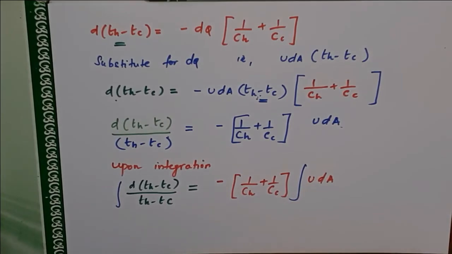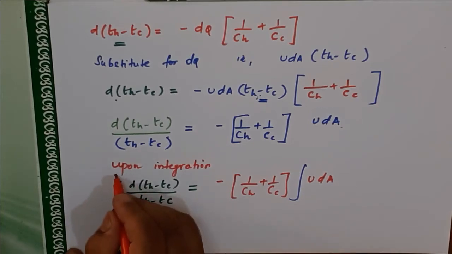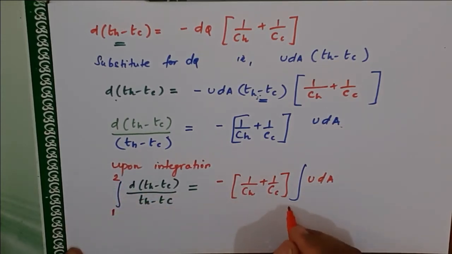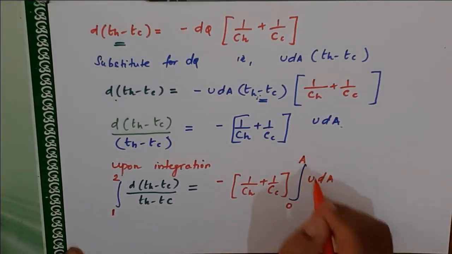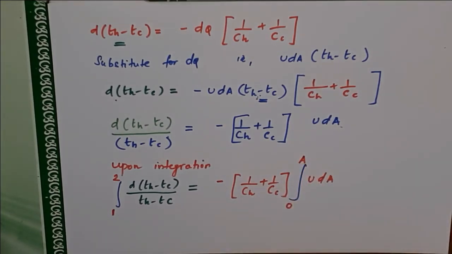Where to integrate? You have to integrate from the inlet. Inlet, what is the condition? 1. You have seen this in the LMTD equation. Inlet is always 1. What is the exit? 2. What is the inlet area of a pipe? 0. What is the exit area of the pipe? Total area, A. So now what you will get?